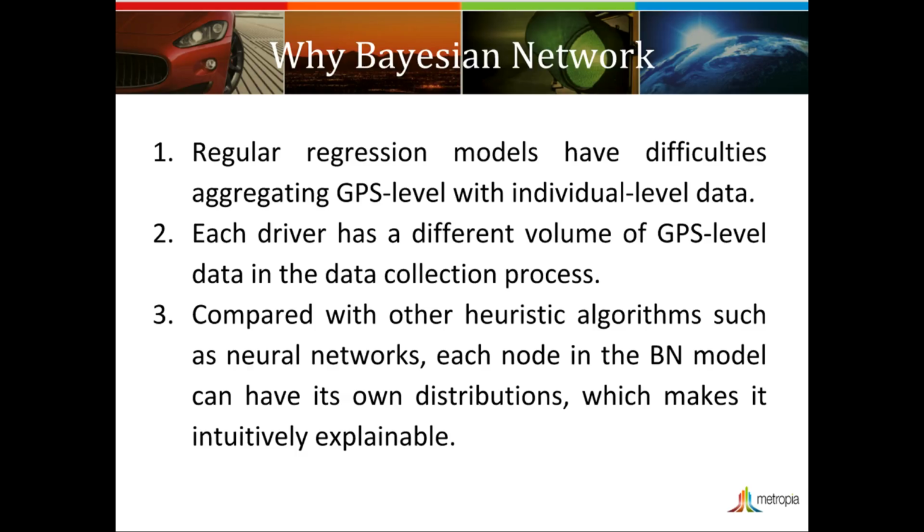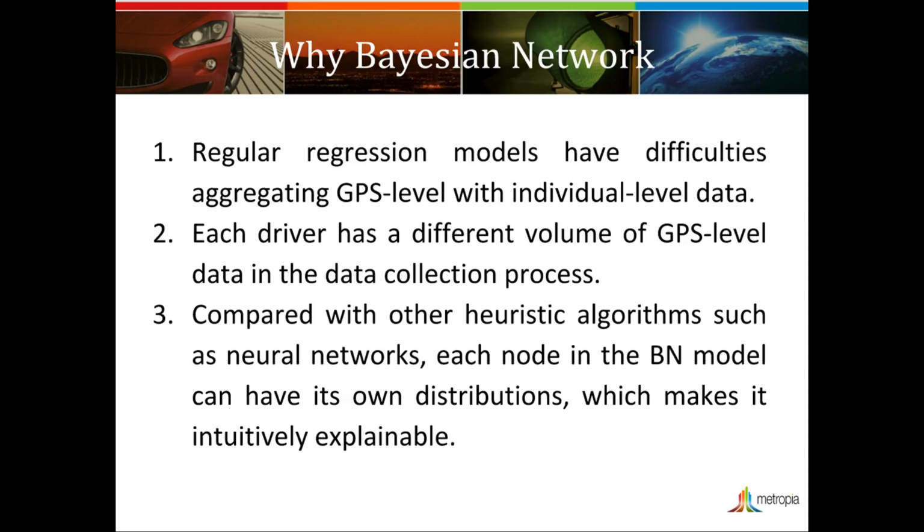Additionally, each driver has a different volume of GPS level data in the data collection process. Some individuals drive more and may have a higher volume of GPS level data, while some others may have relatively lower GPS level sample sizes. Such data volume variety will result in different levels of confidence for different individuals in the study. The Bayes rule handles the data volume variety perfectly. The posterior distributions depend highly on data volume and give us confidence for each individual.